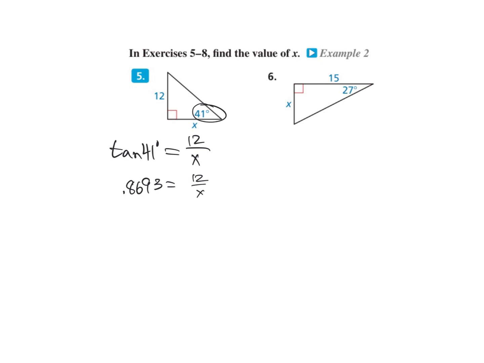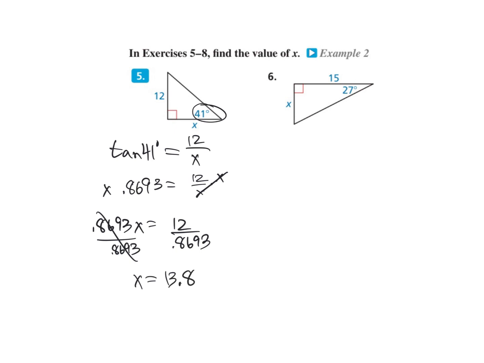So how do we solve for x? Well, first of all, it's in the denominator, so we need to remove it from the denominator. So this is 0.8693 x equals 12. So to solve for x, we have to divide off the 0.8693. All right, so x is equal to 12 divided by 0.8693. And we get 13.8.